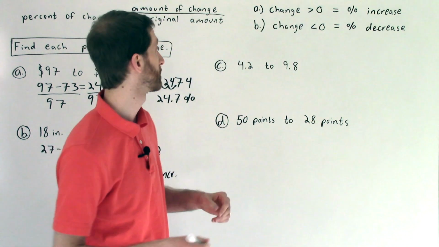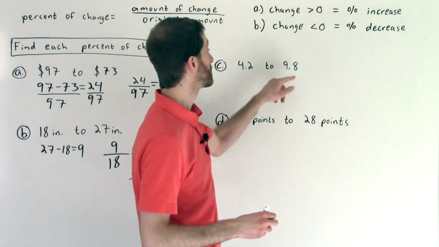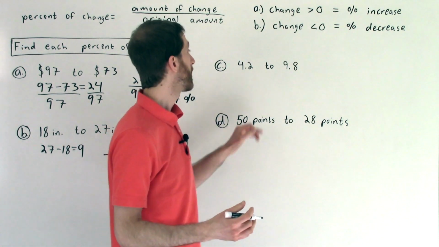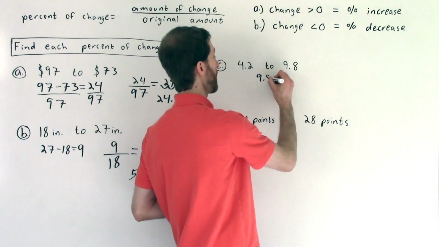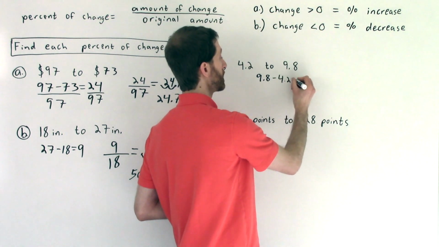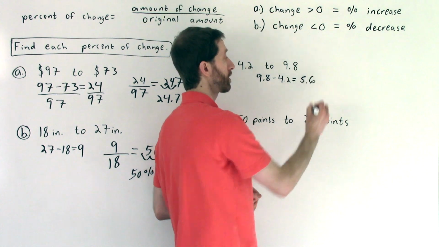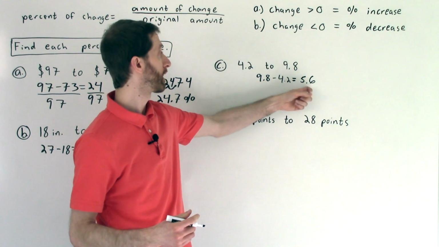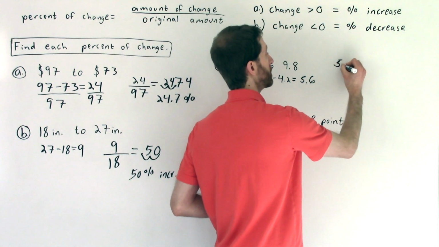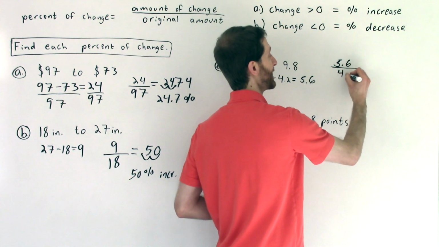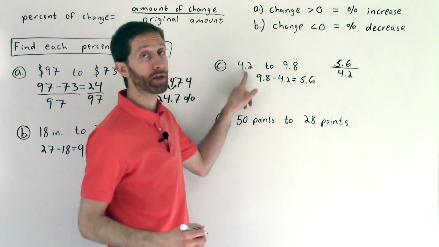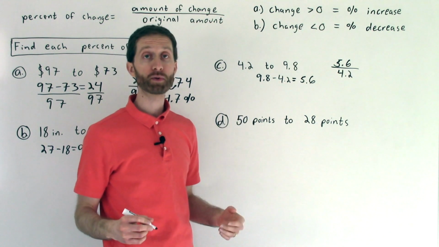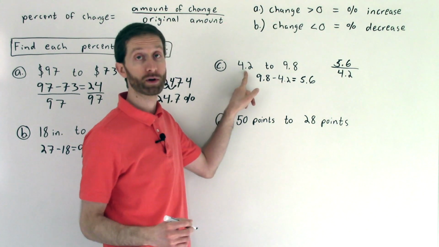Okay, 2 more problems. This next one here, we've got 4.2 to 9.8. So our change again is positive. We're going up in the positive direction. And so that is going to be 9.8 minus 4.2, which is equal to 5.6. Sweet. So we've got an increase of 5.6, whatever the units are, but we want the percent. So we will divide 5.6 by 4.2. Notice here that the amount that we've changed is more than the original amount. So expect to have a percent that is more than 100%, because we've changed by more than what we originally had.